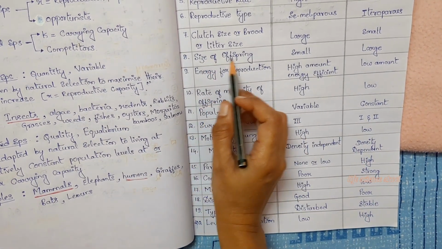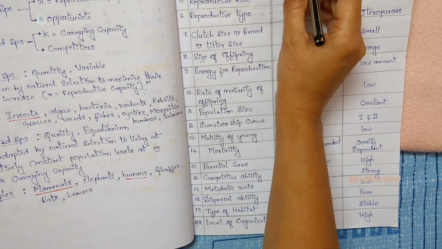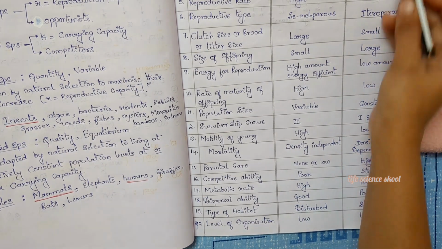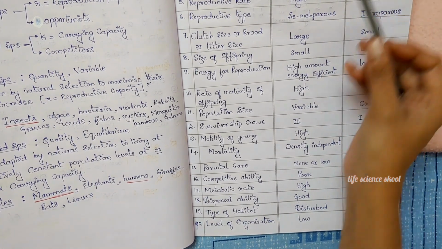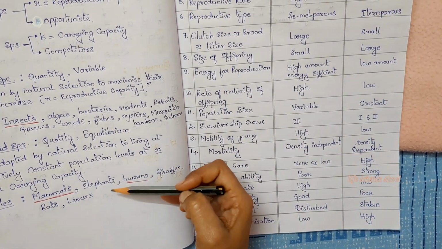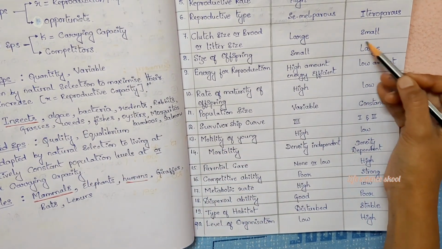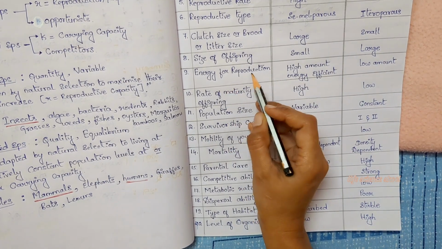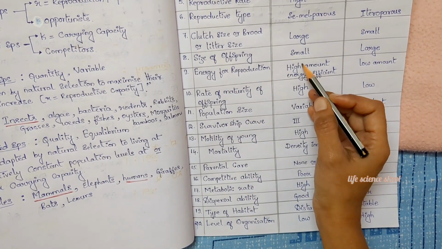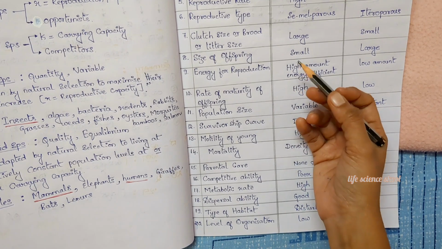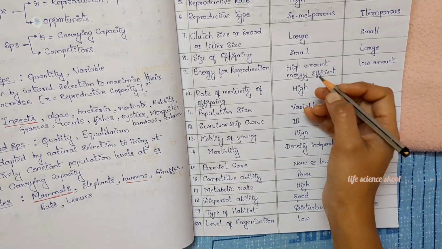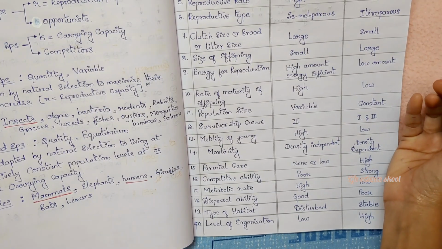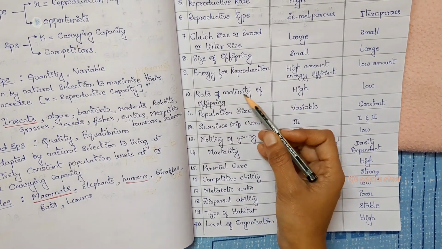Moving on to the next one, size of offspring. When you look at insects, the size will be small. The size of mammals will be large. For example, for K-selected species I gave the example of elephant, which will be very large. Next, energy for reproduction. Here, for insects, a high amount of energy is needed. And here, a low amount of energy is efficient. Okay, coming to the next one, rate of maturity of offspring.